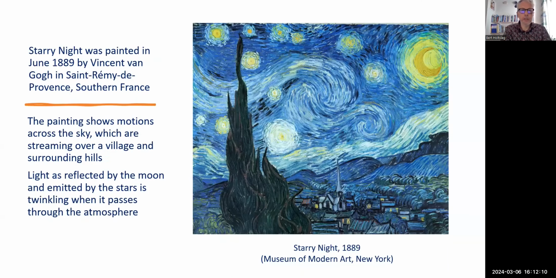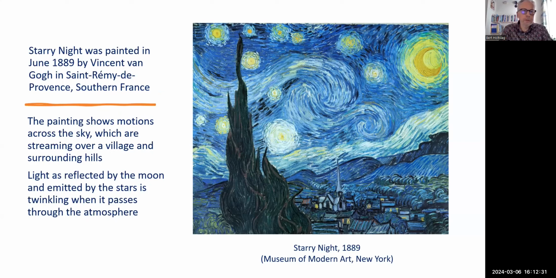Well, Starry Night was actually painted in 1889 by Van Gogh when he was in Saint-Rémy-de-Provence in southern France, in the province part of France. And the painting shows clearly motions across the sky, which are streaming over a village and the surrounding hills.